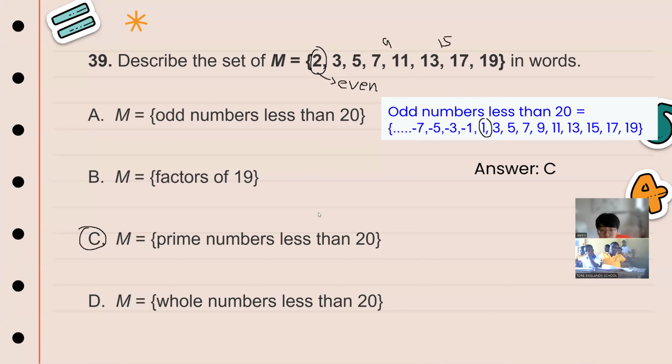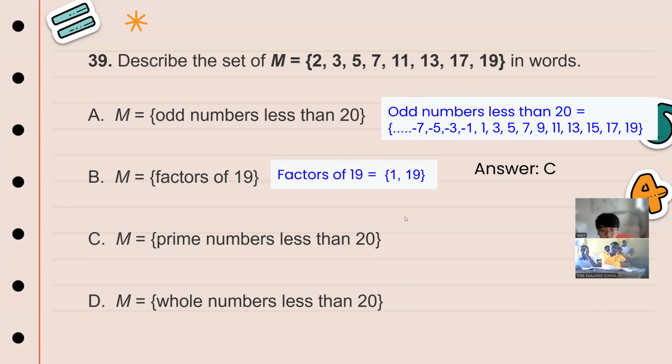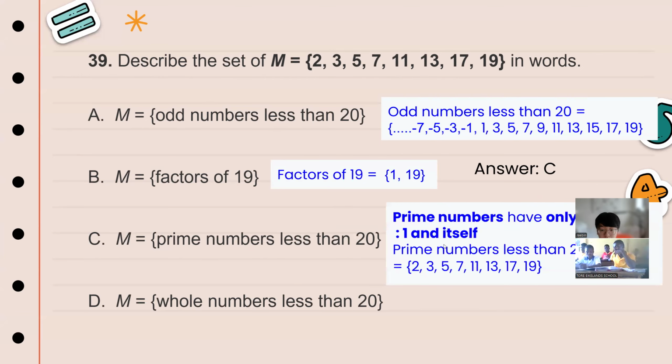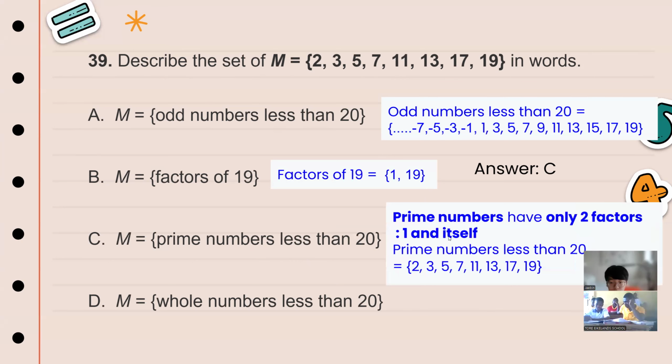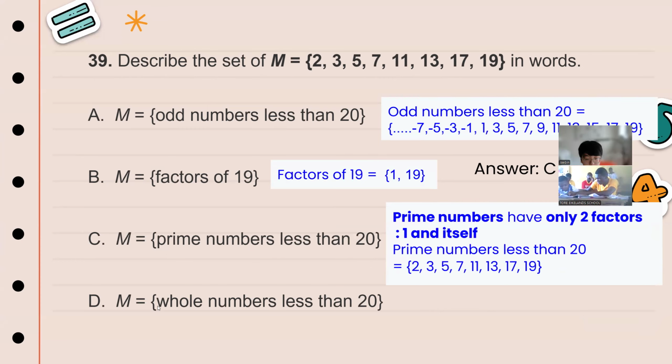It's not B either because factors of 19 are only 1 and 19, because 19 is a prime number. The correct answer choice was C, prime numbers less than 20, because prime numbers have only 2 factors, like we've said, 1 and itself. So prime numbers less than 20 are these numbers, which is the set M.